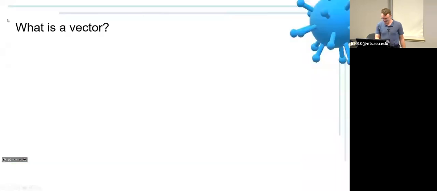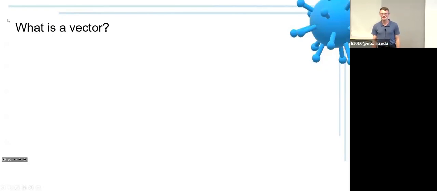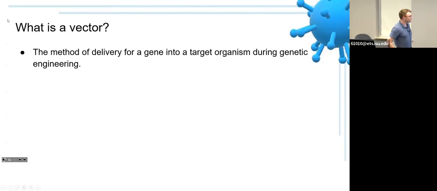We're talking about vectors. What is a vector besides a villain in an orange suit? Anybody know? In biology, not physics. A vector is the method of delivery for a gene into a target organism during genetic engineering. So it depends on what aspect of biology you're working with. That alters the definition of a vector.